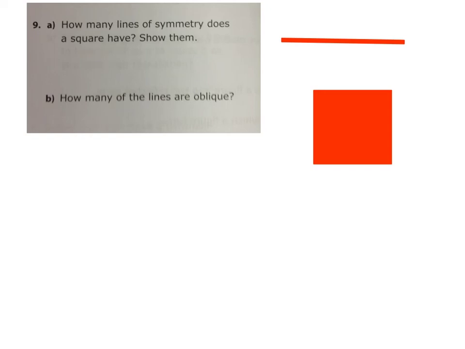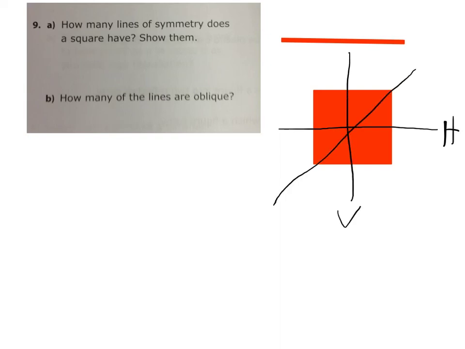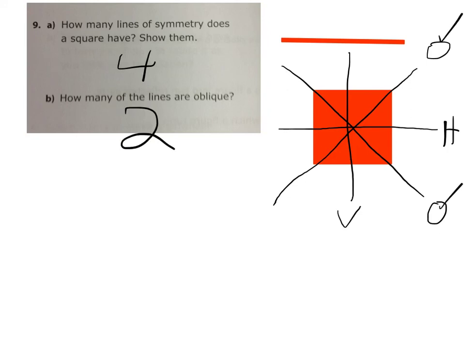And the way we have to look at this is how many lines of symmetry does a square have? Show them. So remember we talked about the different kinds. So there definitely could be a horizontal, right? So H for horizontal. There'd definitely be a vertical, so V for vertical. There'd be one oblique here, and there'd be one oblique here. So therefore you have 4 lines of symmetry, all right? And how many of them oblique? Well, you see you got 1, you got 2, so you'd have 2 oblique lines of symmetry.